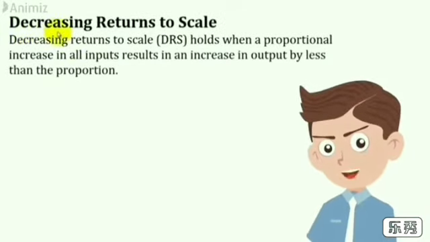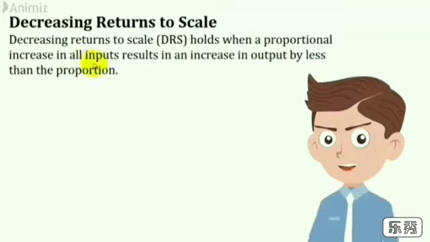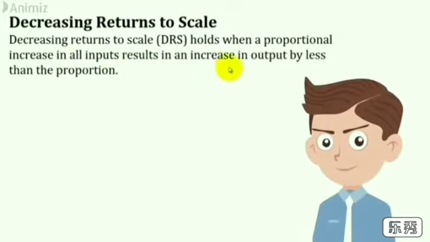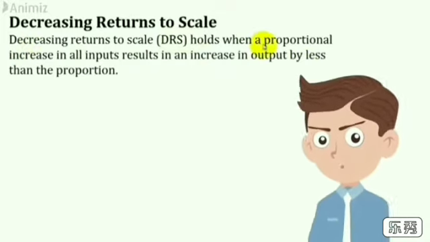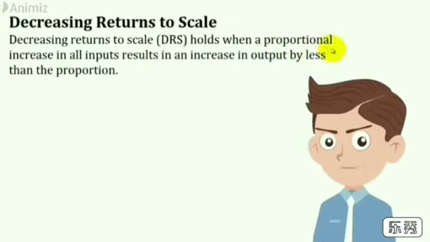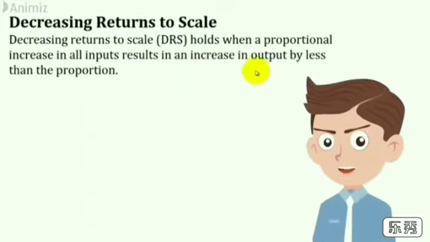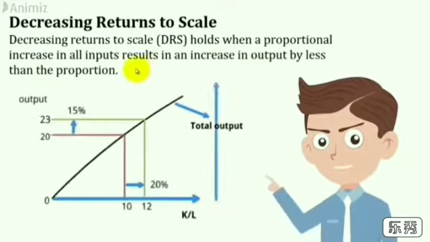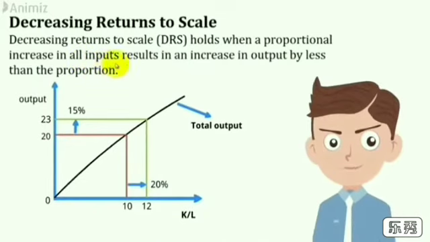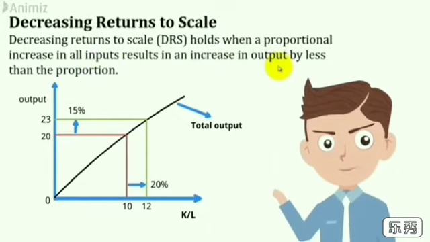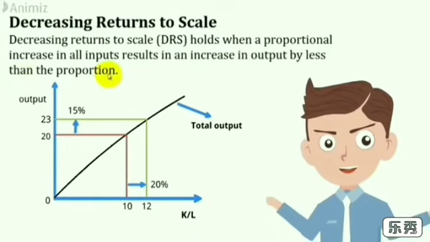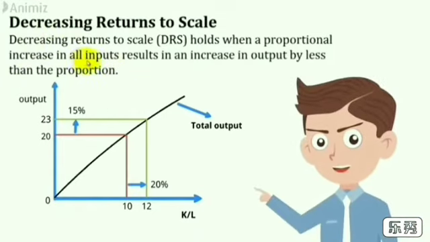Then comes decreasing returns to scale. Decreasing returns to scale holds when a proportional increase in all inputs results in an increase in output by less than the proportion. So here it shows the graphical representation of decreasing returns to scale. Here it mentions the 20 level of output increased to 23.